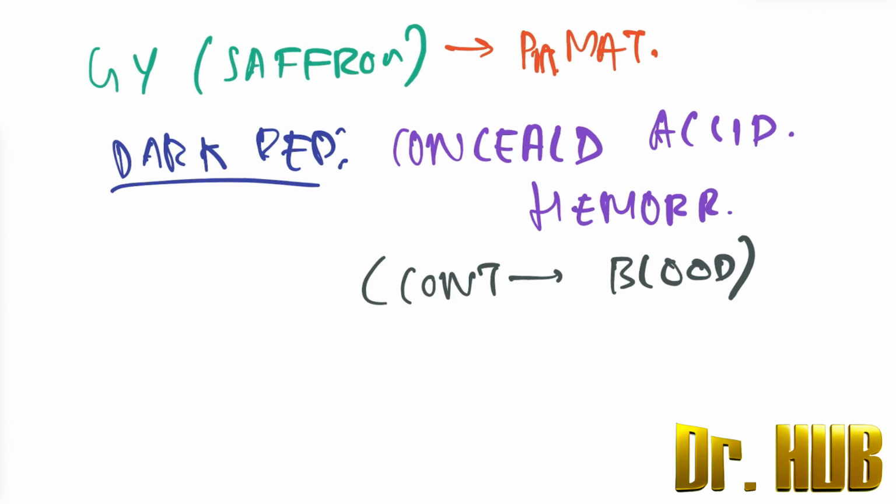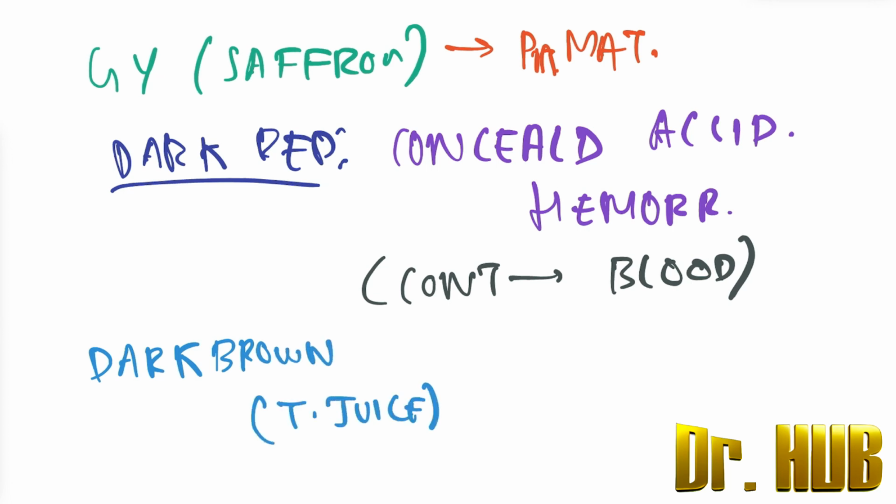Next is the dark brown, or the tobacco juice. In terms of dark brown and tobacco juice, there is the IUD, that is the intrauterine death, and there is presence of the old HPA.